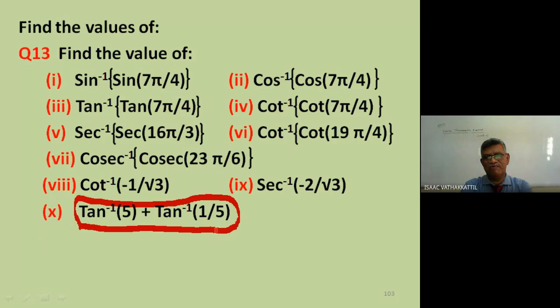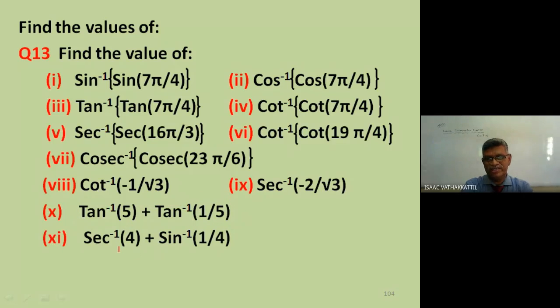Tan inverse 1 by 5 will be cot inverse 5. Agreed? Tan inverse 1 by 5 will be cot inverse 5. So tan inverse 5 plus cot inverse 5 is pi by 2. What about the next one? Sec inverse 4 plus sin inverse 1 by 4. Sin inverse 1 by 4 is cosec inverse 4. Sec inverse 4 plus cosec inverse 4, that is pi by 2.